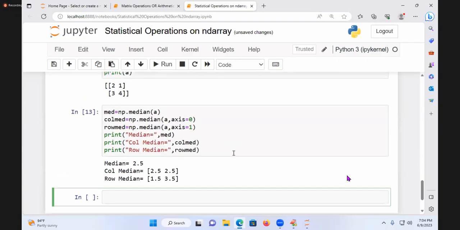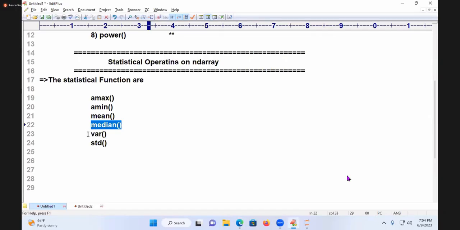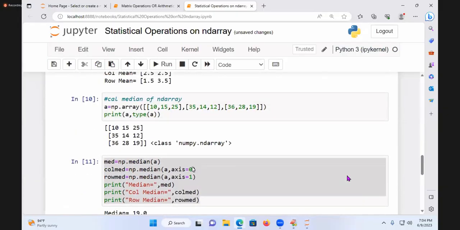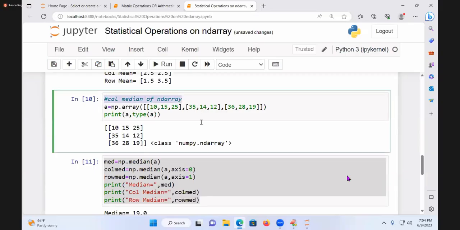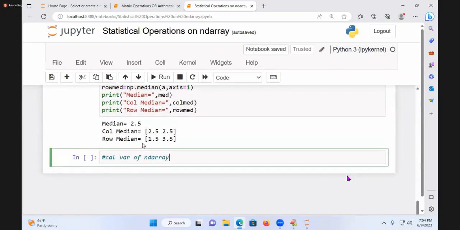Got it? Now, I will go for standard deviation. Variance, standard deviation, variance. I'll go for variance. That is also having one beautiful formula. So go to the place. Now I'll go for calculation of variance. Variance of ND array.